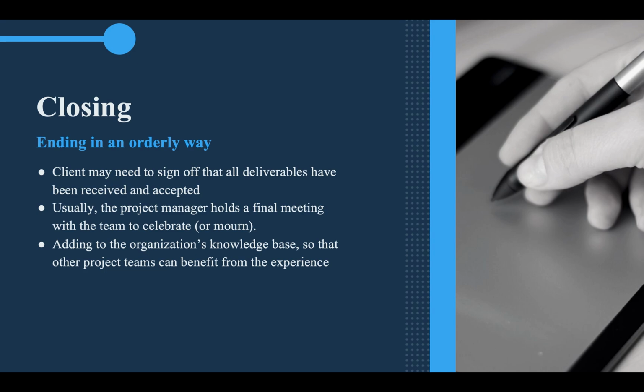The project ends in an orderly way by the client signing off all deliverables that have been received and accepted. And the project manager also holds a final meeting with the team to celebrate or mourn the success or failure of their project. They recall everything that has happened during the project, what went good, what went bad. Especially you would want to take note when a project fails, you want to know what went wrong so that you could improve on it in the future.